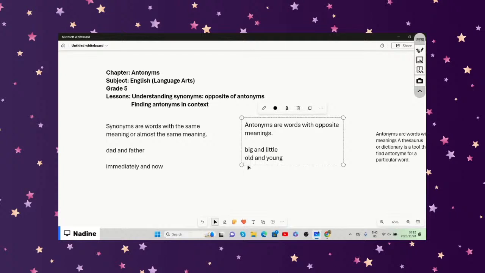The same with old, right? Old is the opposite of young, or not even young. Let's rather go with new, right? So old is the opposite of new, or new is the opposite of old, right? And then we, of course, have more words that are antonyms, which are opposite in meaning, right? But antonyms, once again, are words that have opposite meaning, and synonyms are words with the same meaning or almost the same meaning.